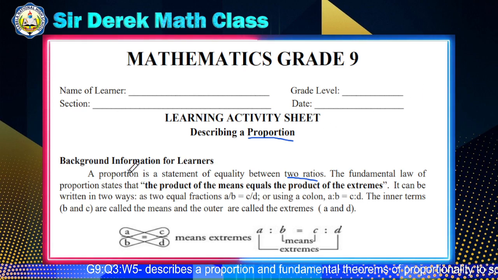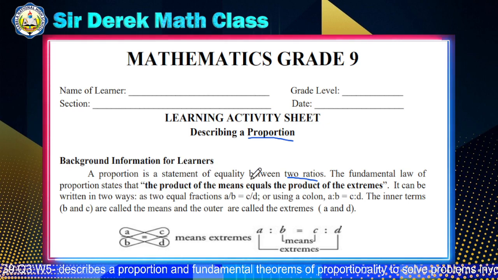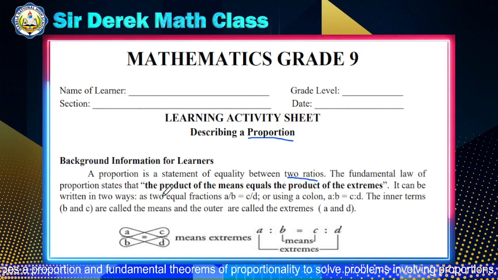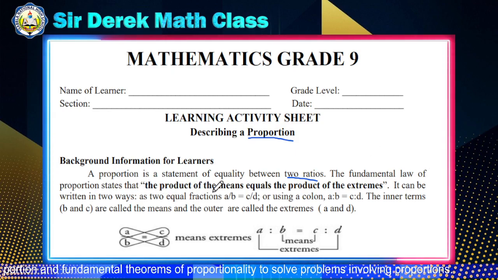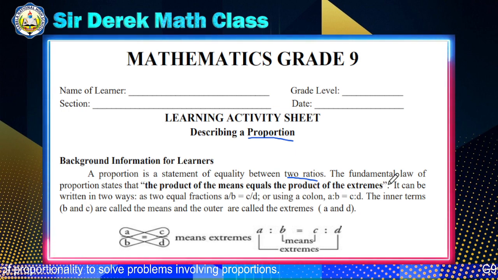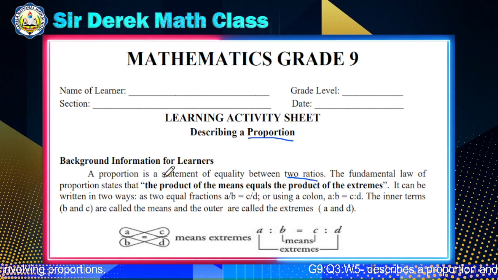So let us learn proportion. Proportion is a statement of equality between two ratios. The fundamental law of proportion states that the product of the means equals the product of the extremes. You will be learning about this when solving for the unknown part of given ratios or proportions later on. You will apply this fundamental law of proportions.